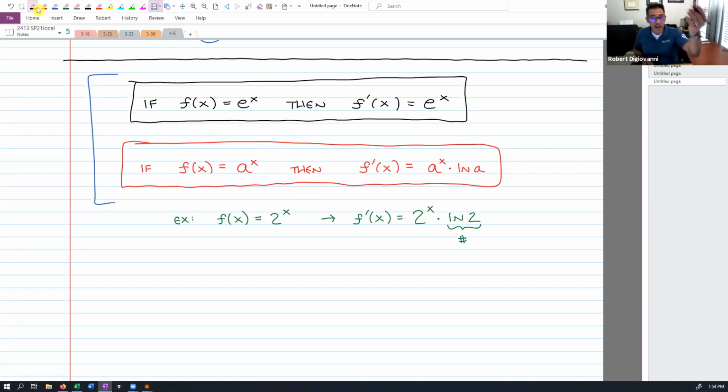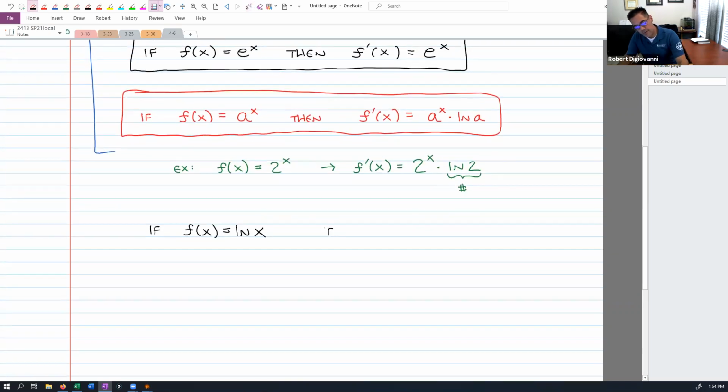So let's start with the natural log. If f of x is the natural log of x, then its derivative, you ready for this? Here's its derivative. You're going to be like, what? Because it doesn't even seem like it should be this, but it is. It's just 1 over x. That's it. 1 divided by x.